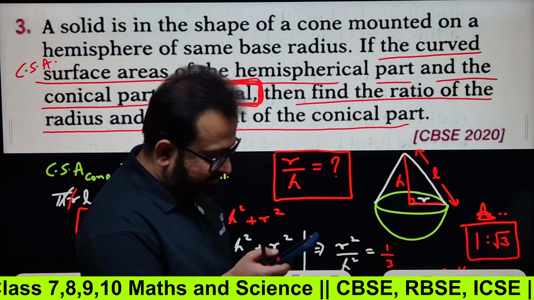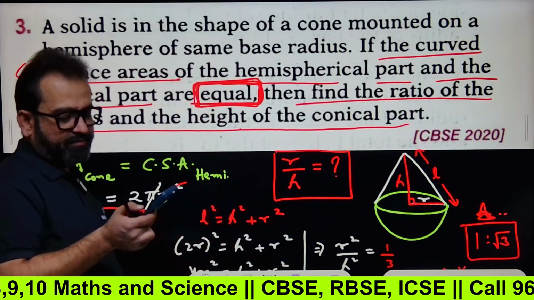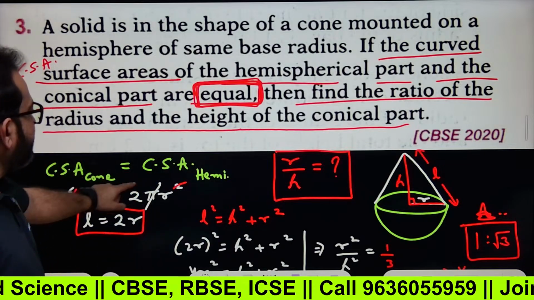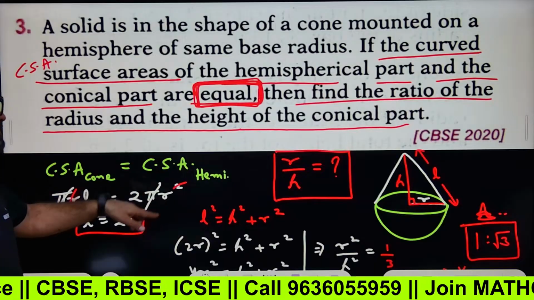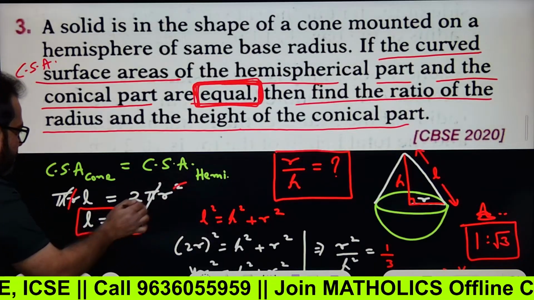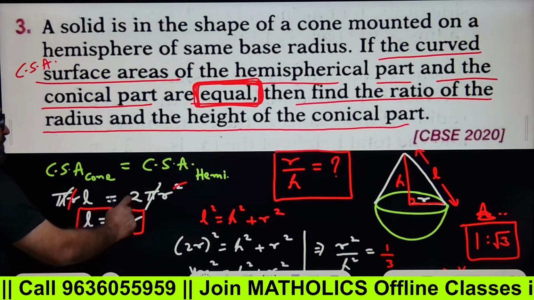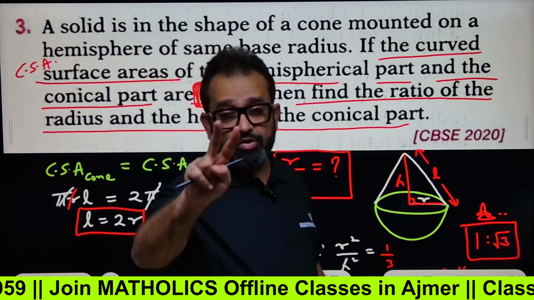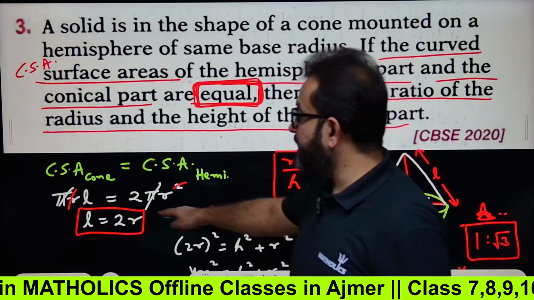2 pi r square. Exactly. 2 pi r is the circumference. 2 pi r square is the correct answer. So now pi rl equals 2 pi r square. Pi got cancelled. R got cancelled with this square. So what is left? L. L equals what? 2r. Is this thing clear? L came out to be 2r.